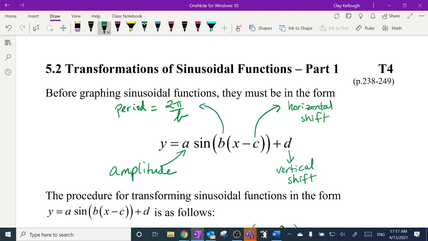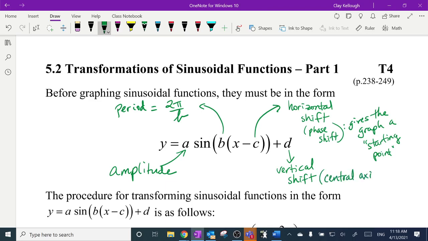But I can expand on these two definitions of horizontal shift and vertical shift. First of all, the horizontal shift is usually in trigonometry called phase shift. And it gives the graph a starting point. Vertical shift is what we're now going to call the central axis.